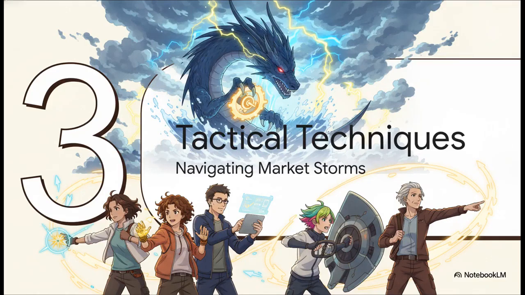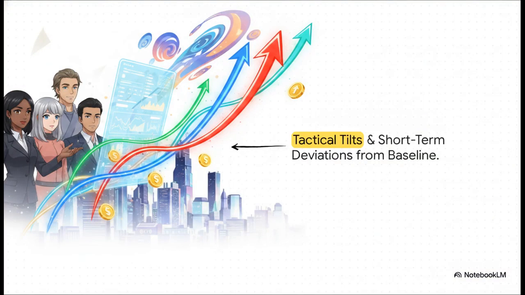All right, Section 3, Tactical Allocation Techniques. Now we're talking about tactical tilts, those short-term deviations from your baseline. Tactical asset allocation is awesome because it allows you to intentionally step away from your strategic weights to exploit sudden pricing anomalies or macro dislocations. You're basically grabbing that immediate alpha without abandoning the long-term goals we just talked about.